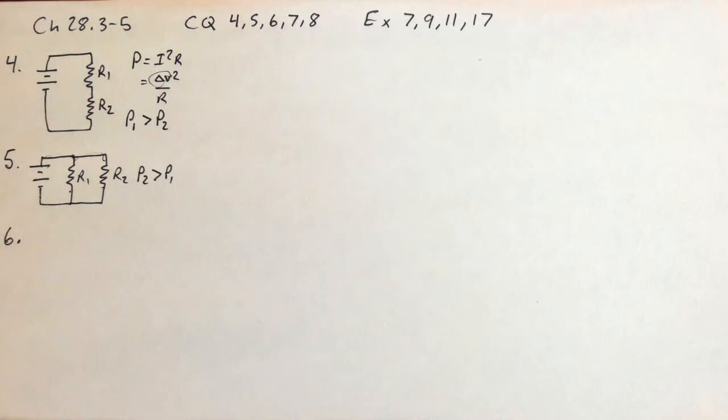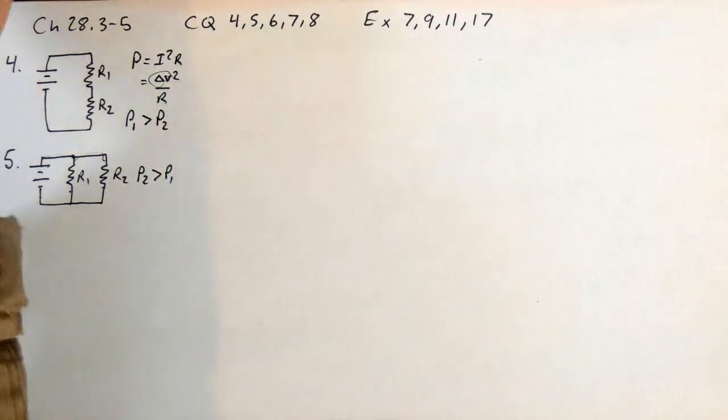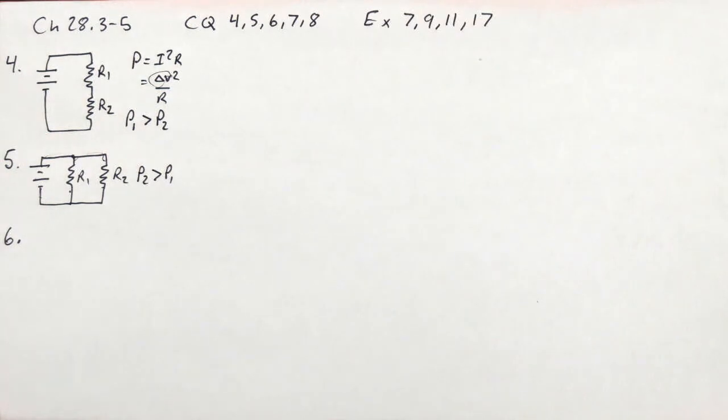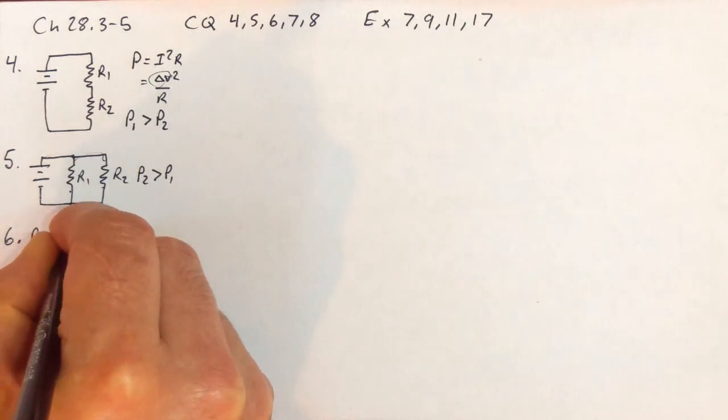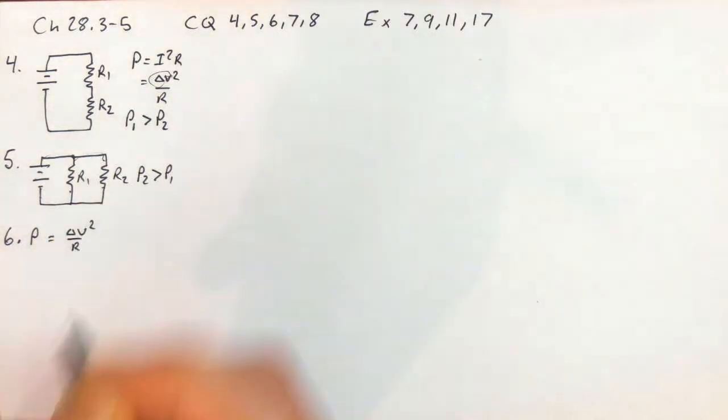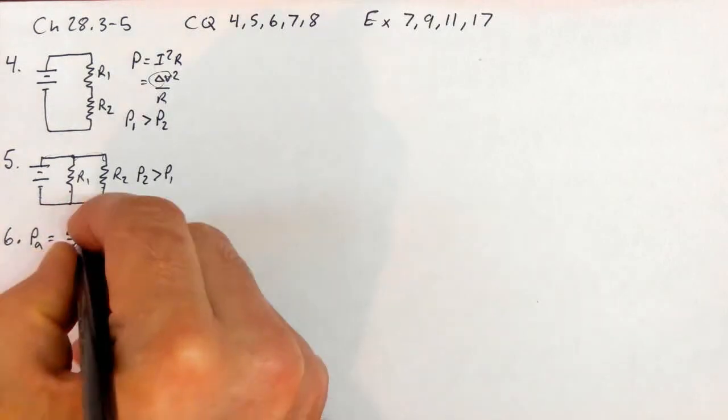Okay, so number 6, we have a series of resistors, and the voltage across each resistor is given, and the resistance is given. We're trying to rank the power dissipated by each one. And so, given that we know the potential and the resistance, we can write P is equal to delta V squared over R. And starting with those units, we'll just say PA is that much. So go through and find PB, PC, and PD.